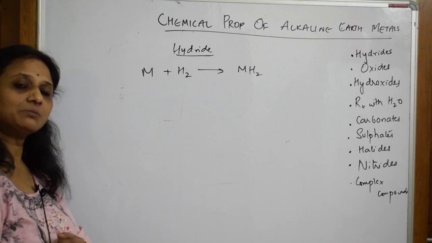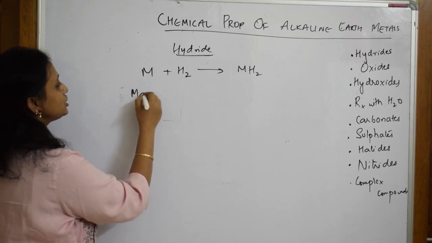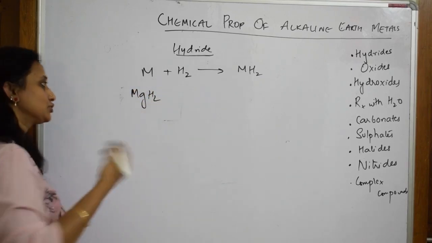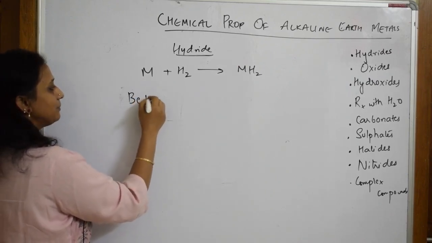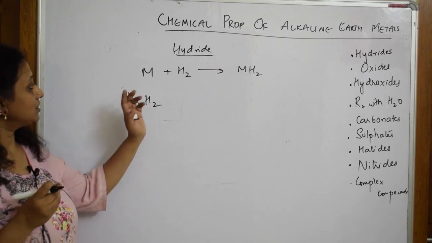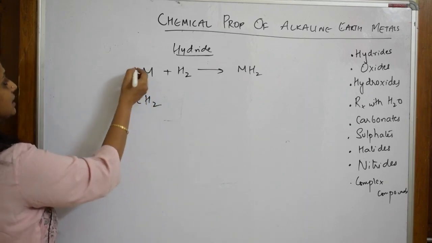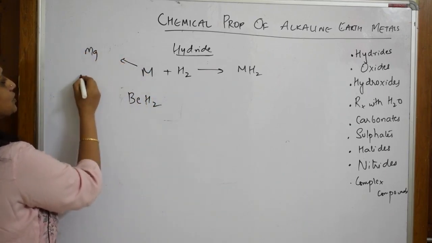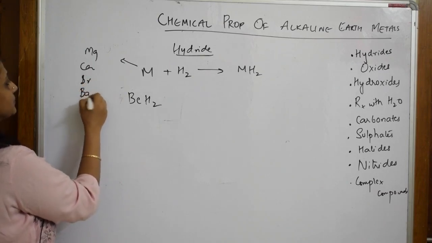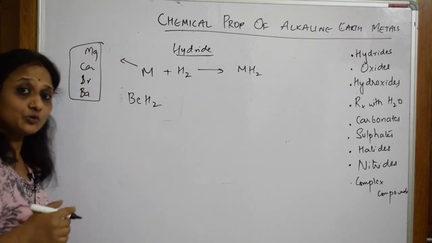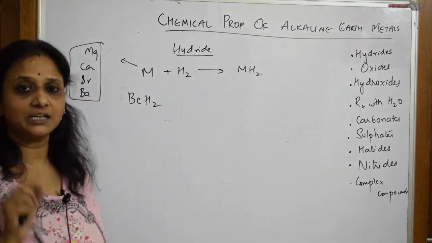So when I have to speak about all the elements of the alkaline earth metals, let us start with beryllium hydride because that is the first element. Let me explain about this. This metal plus hydrogen reaction is possible with magnesium, calcium, strontium and barium, right? All these will combine. But when it comes to beryllium, formation of beryllium hydride, it will not directly react. Remember that.